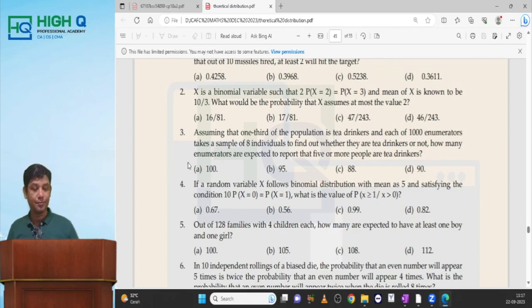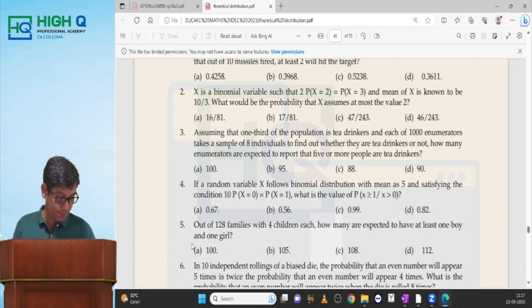Next. Mark this type of questions, very important type. If X is a binomial variable such that twice P(X=2) is equal to P(X=3), sorry, mean of X is known to be 10/3, what would be the probability X assumes at most 2 values? At most the value 2.